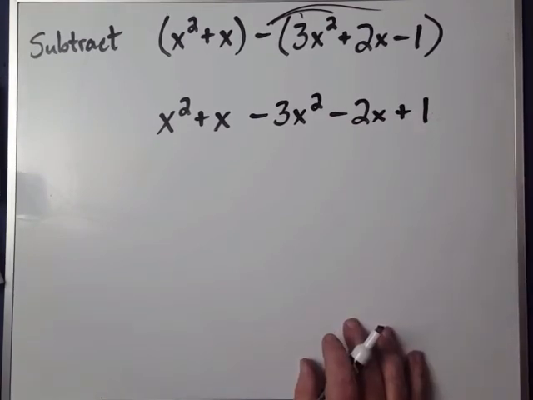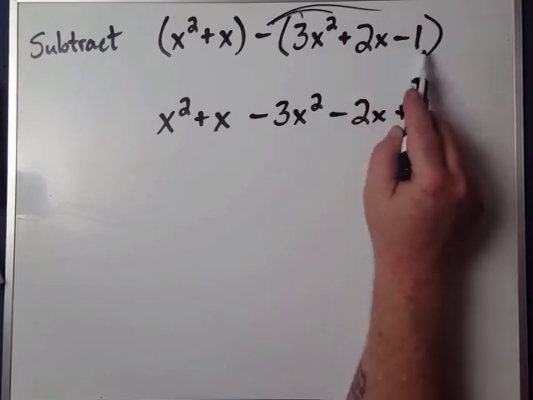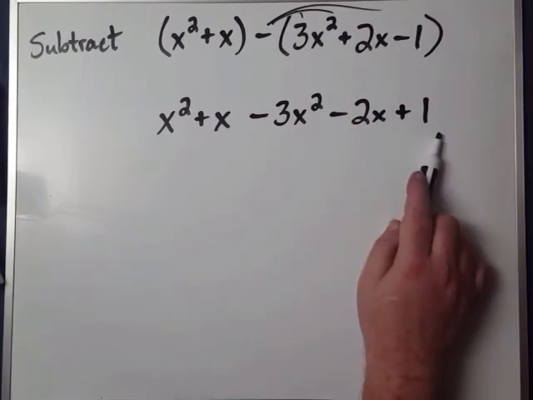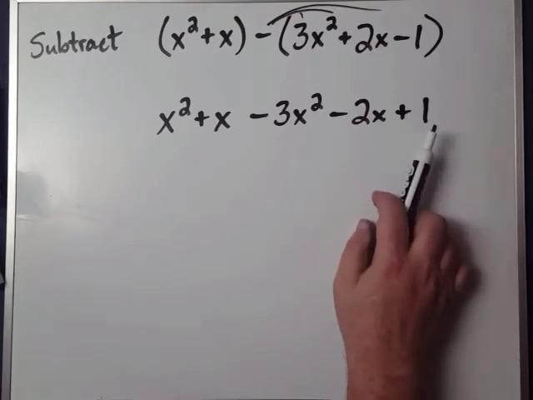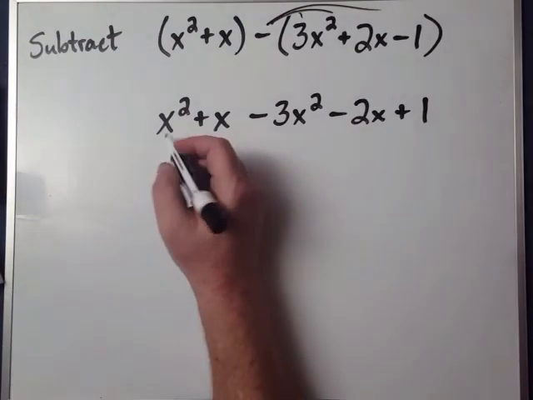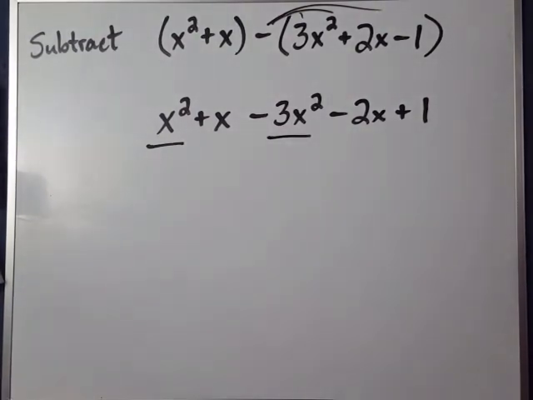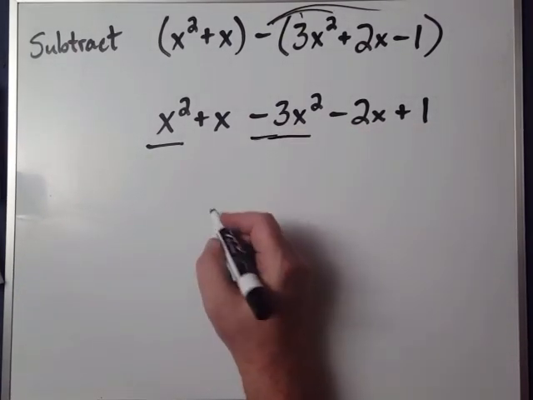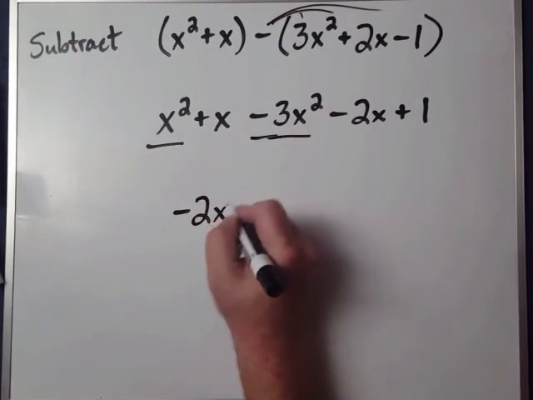So what did we just do? We just changed the signs on all of the terms of my subtrahend. Whoopee. We distributed a negative. Simple enough. And then combine like terms. We've got some x squareds. One of them minus 3 of them, because signs belong to their terms, is minus 2x squared.